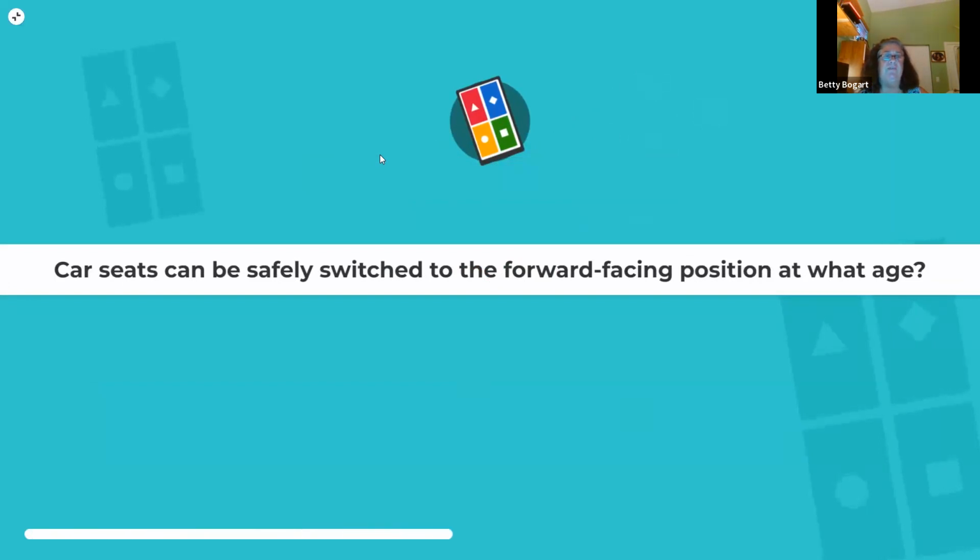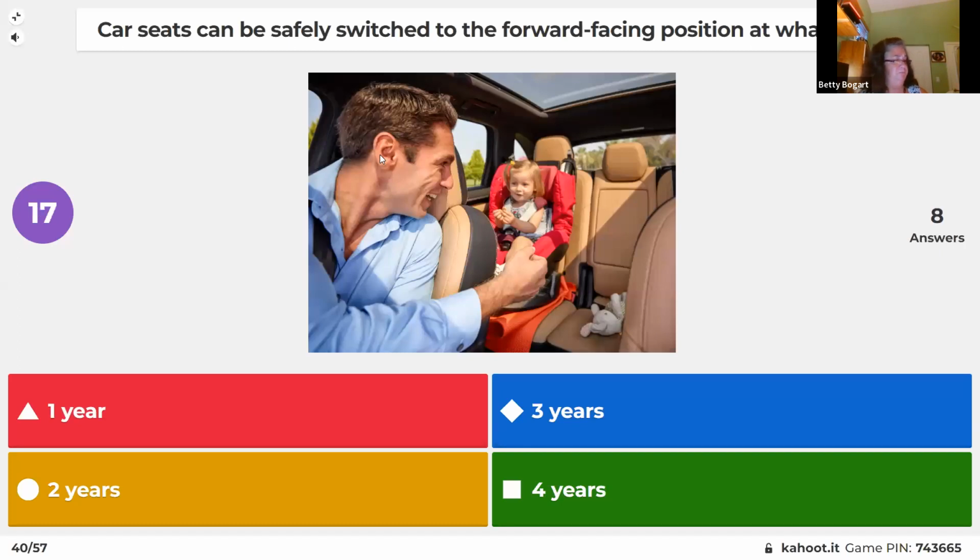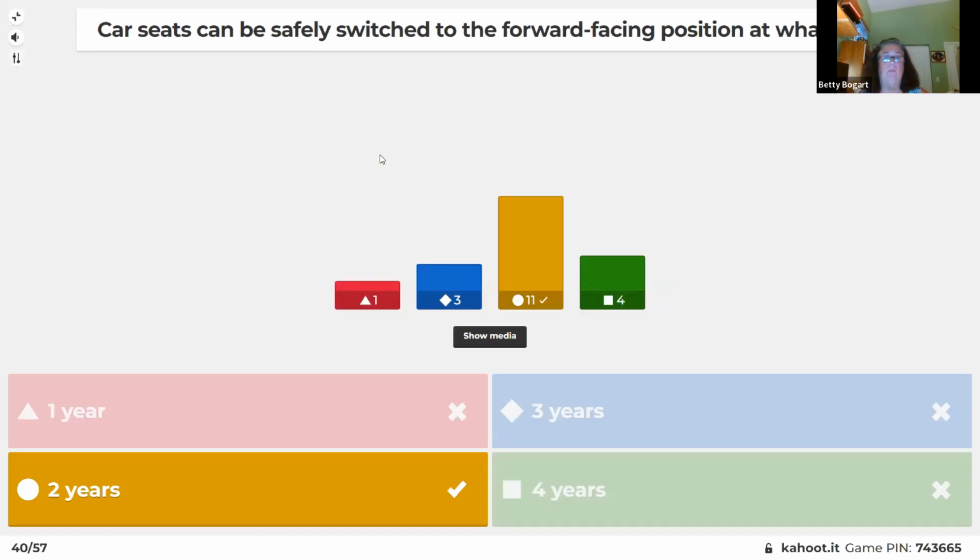Car seats can be safely switched to the forward-facing position at what age? So that is at 2 years old is when you switch them from rear facing in the back seat to forward facing in the back seat at 2, because their muscles are at that point mature enough to be able to handle that.